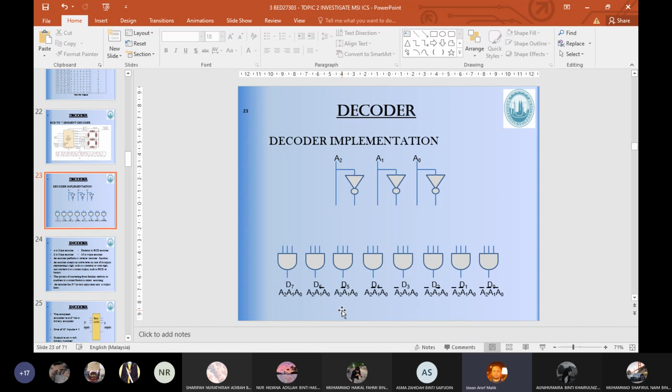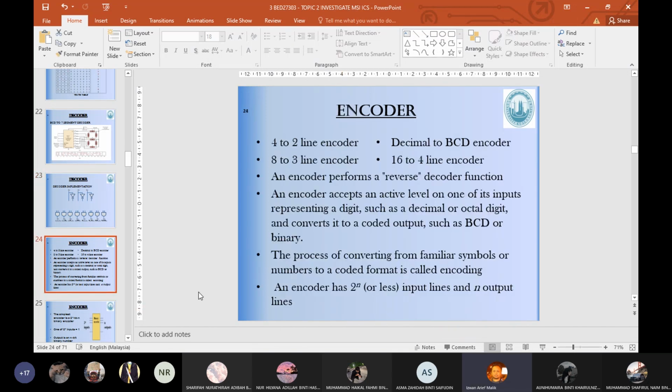Move on to the second component, second IC, which is known as the encoder. So encoder kita akan tengok 4 jenis, 4 to 2, 8 to 3, 16 to 4 and decimal to BCD. So kalau you tengok nama-nama ni, dia adalah terbalik kepada decoder. Decoder 2 to 4, encoder jadi 4 to 2. 3 to 8 for decoder, 8 to 3 for encoder. 4 to 16 for decoder, 16 to 4 for encoder. BCD to decimal for decoder, encoder decimal to BCD.